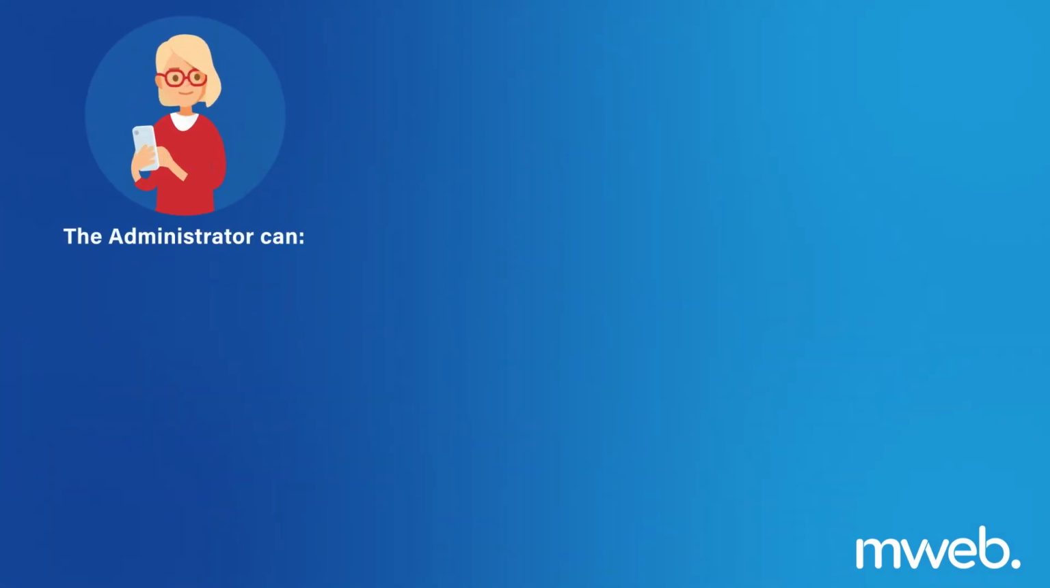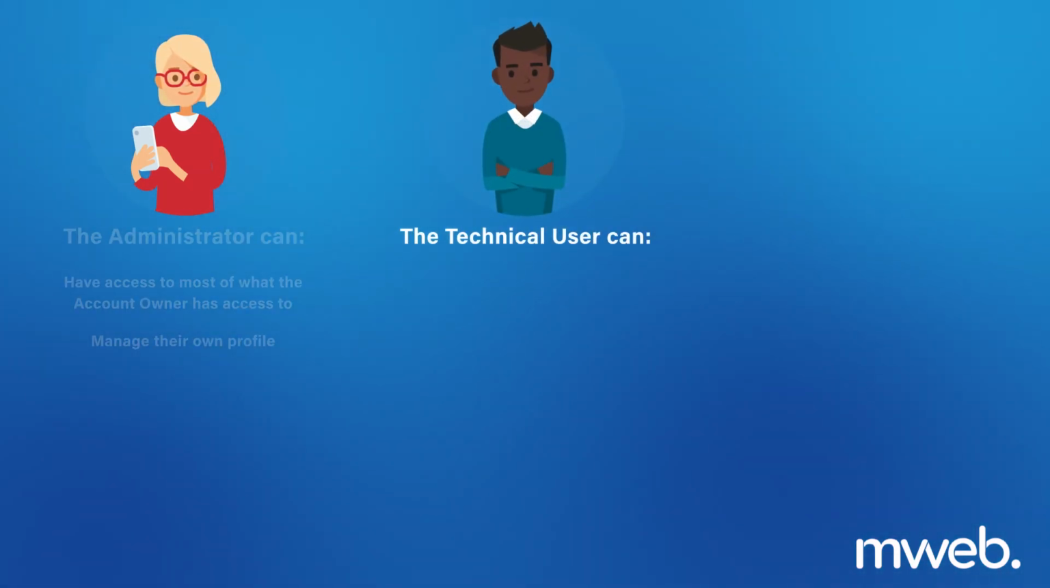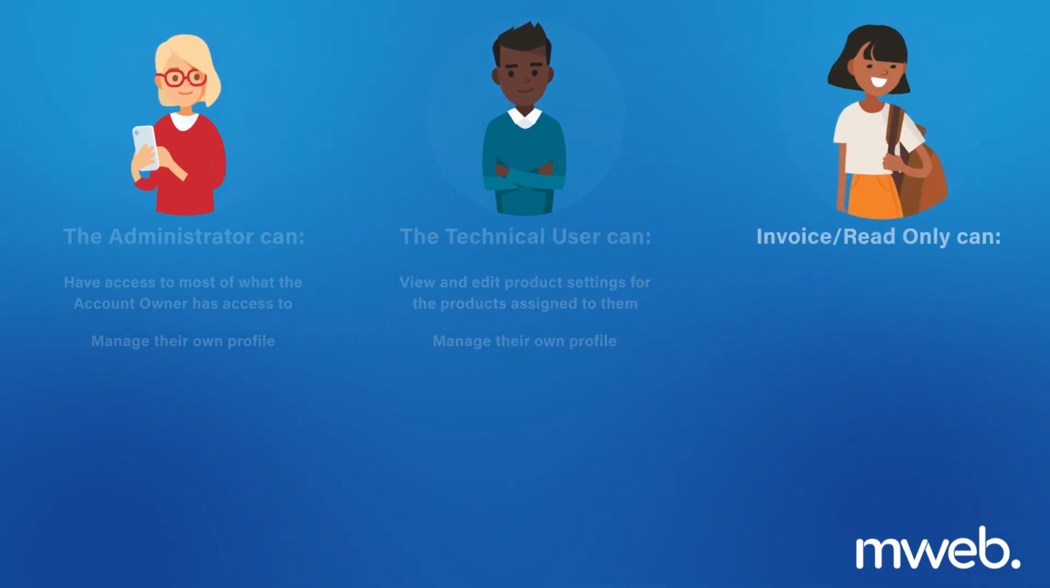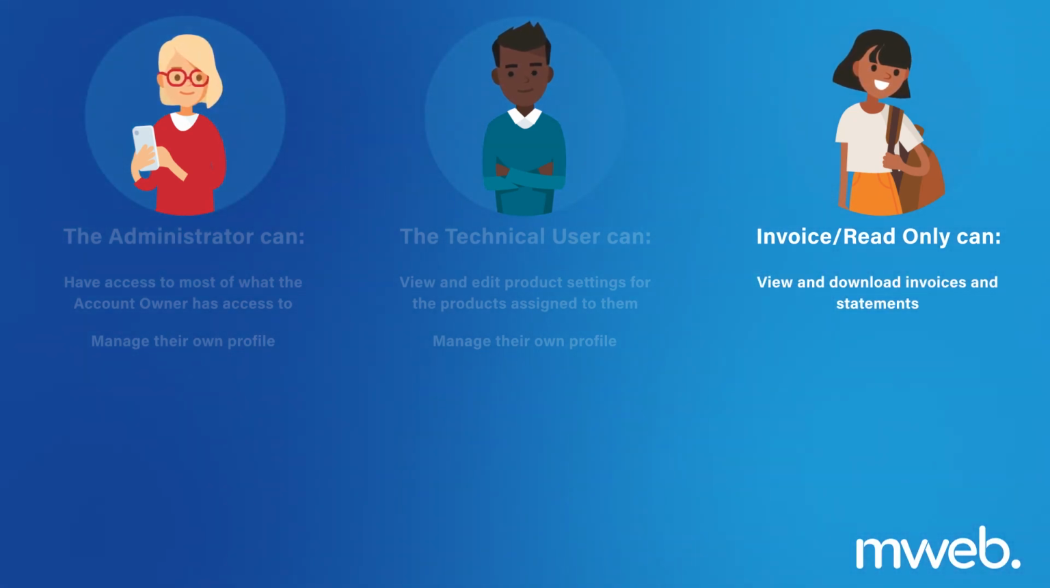The administrator can have access to most of what the account owner has access to, manage their own profile. The technical user can view and edit product settings for the products assigned to them, manage their own profile. Invoice/read-only can view and download invoices and statements, manage their own profile.